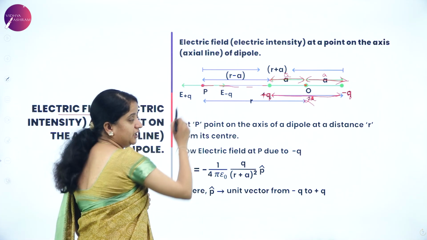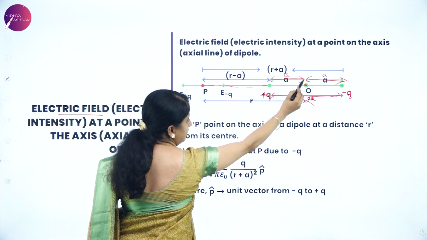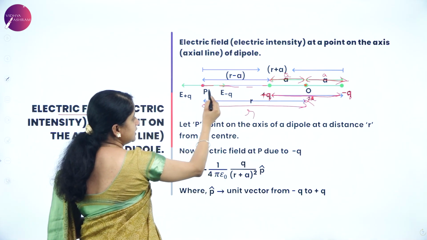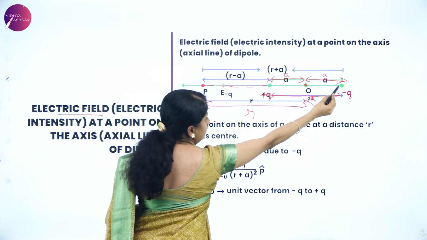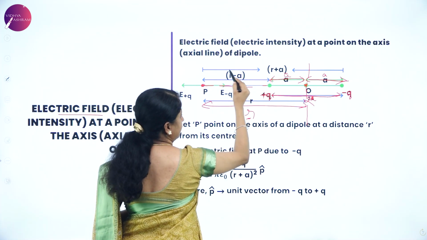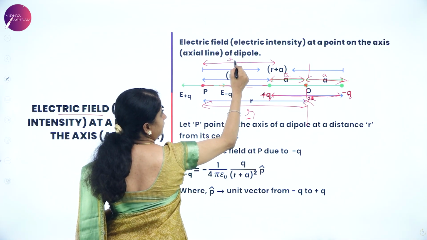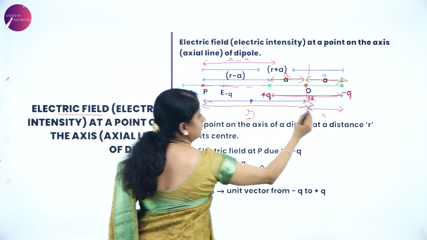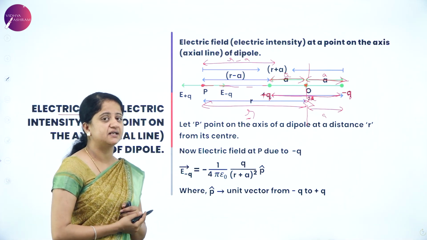So now this is the point on the axis, and the distance from the center of the dipole to this point is R. Now you can observe that from plus Q to the point it is R minus A, and from minus Q to this point it is R plus A, because up to here it is R. So this is the diagram. Pictorial representation is very important, and this carries 1 mark from the examination point of view.